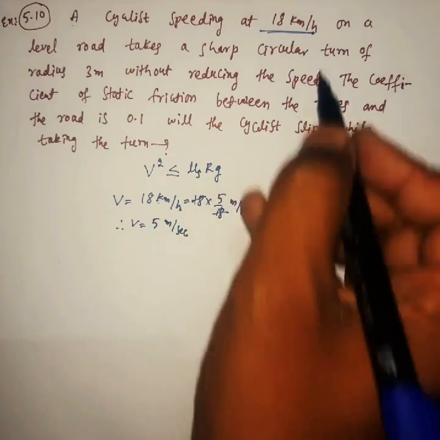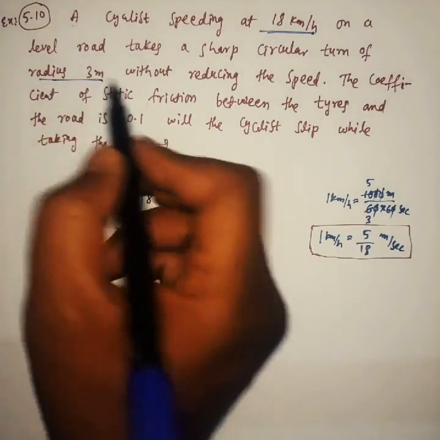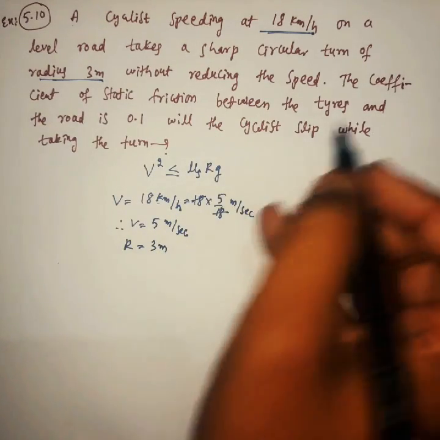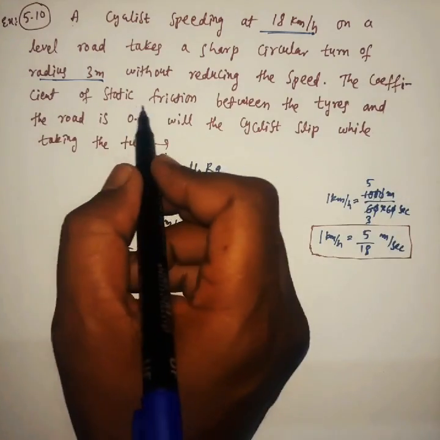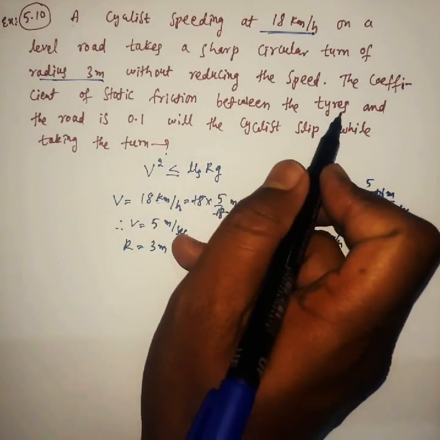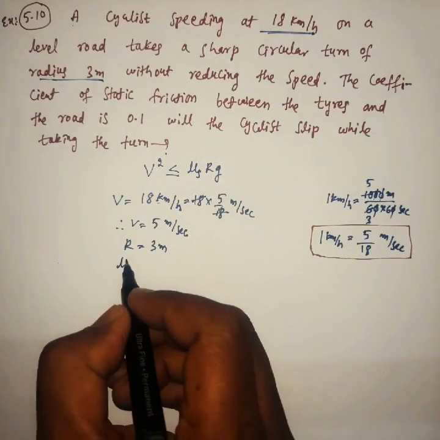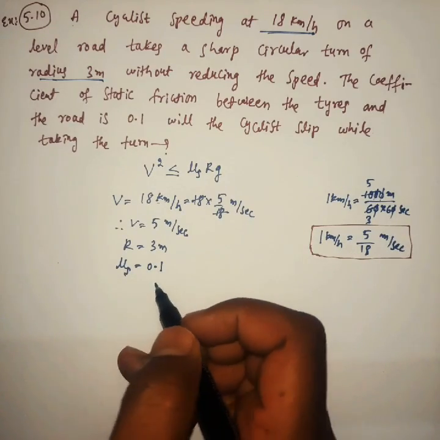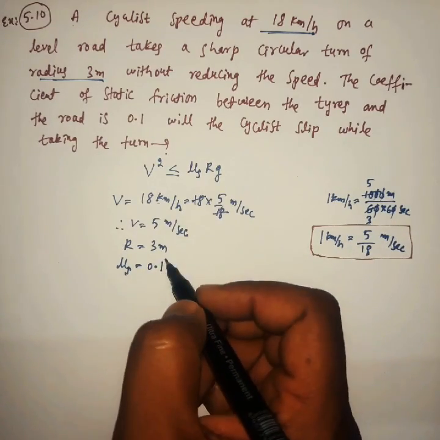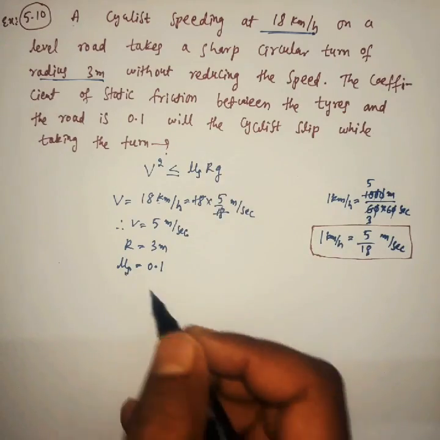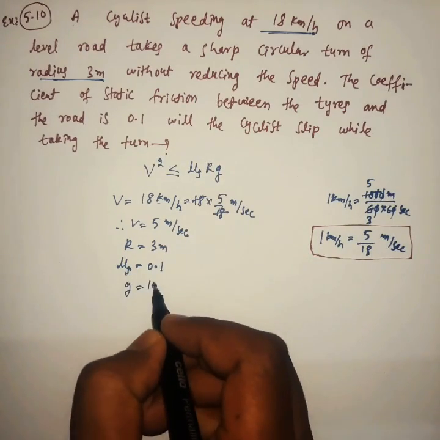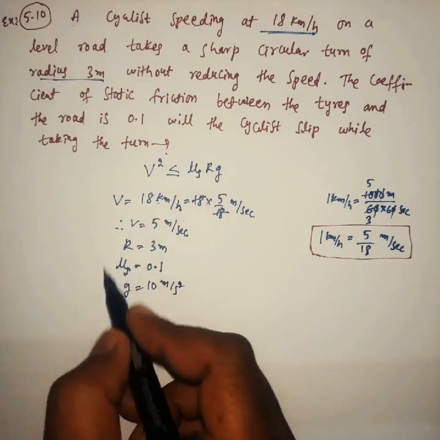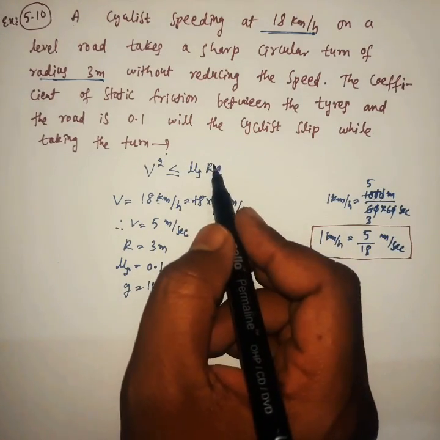So next, the radius is given. R is equal to 3 meter. And the coefficient of static friction between tires and road is given. So mu s is equal to 0.1. So substitute these values in this equation. Here g is equal to 10 meter per second square. So substitute these values in this condition.